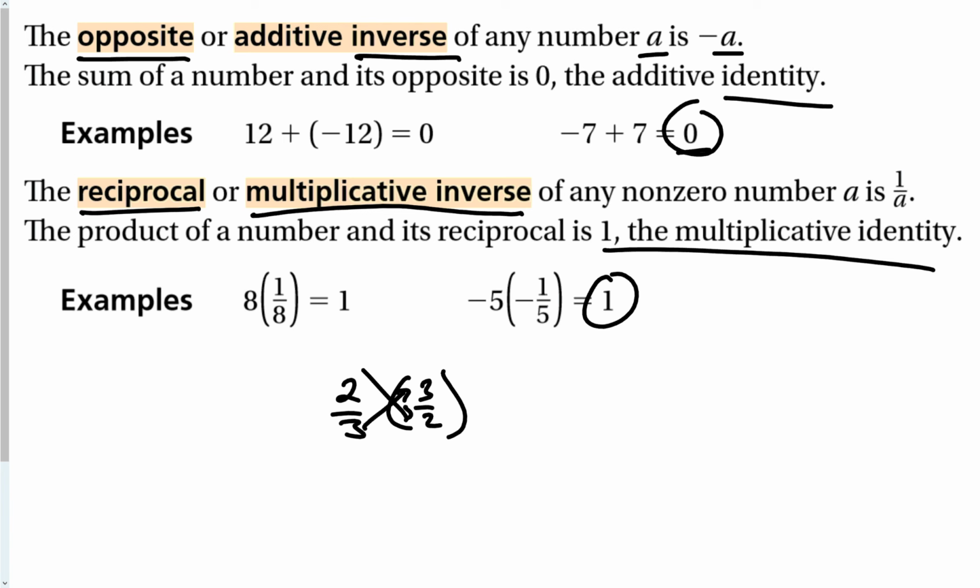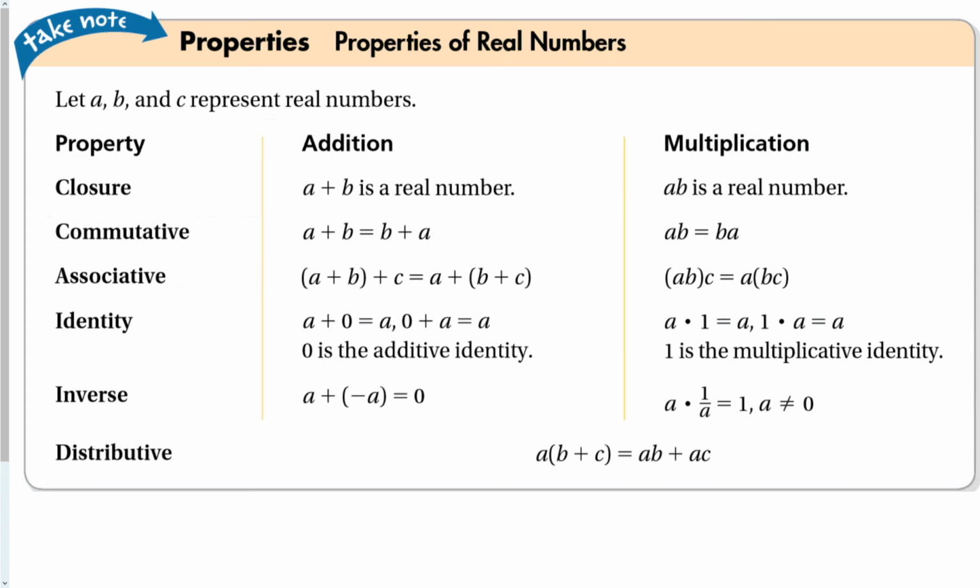So what we're trying to understand here is that addition has some special properties, multiplication has some special properties, and we can look at a few of these properties and see a little bit how they work. Okay, so these are the properties of all real numbers. And again, we have two columns here, addition and multiplication. Okay, those are our two main operations in our mathematical system.